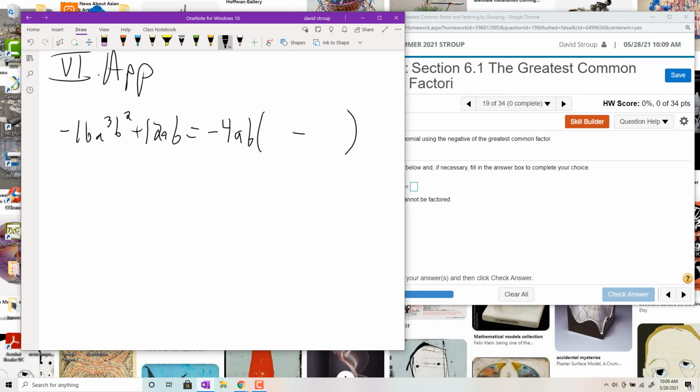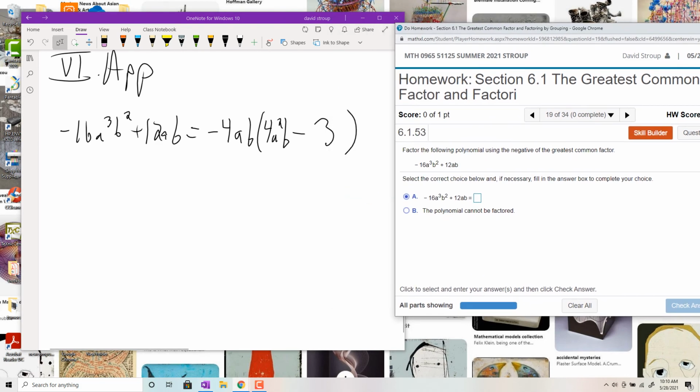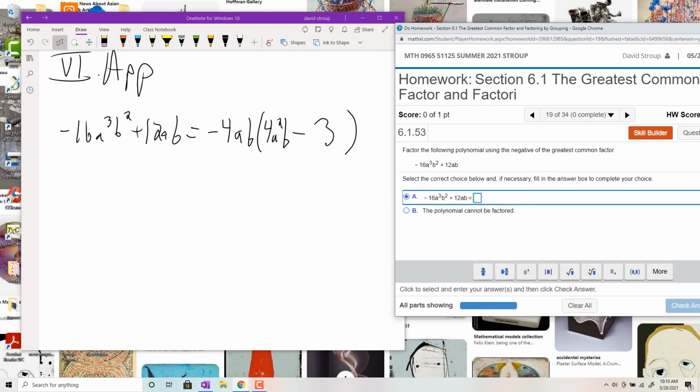4 times what is 16? Well, 4. And then we need an a squared, and then an extra b. And then what times 4 is 12? So the 3, right? And then we don't need the a and b. Okay, and then we just type it in here. You could use the caret key for exponents. You don't need to go down here and click on that. You can just use the caret key.